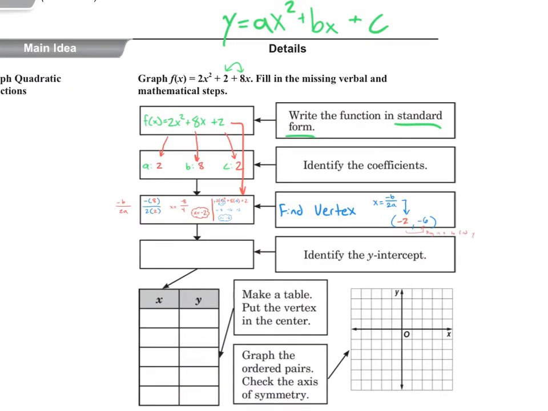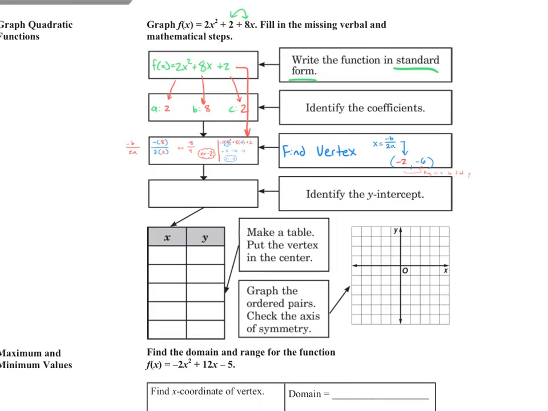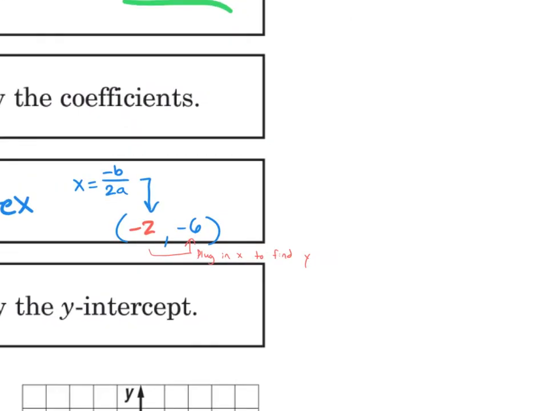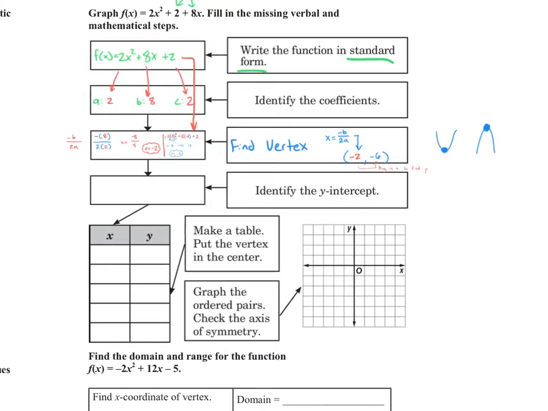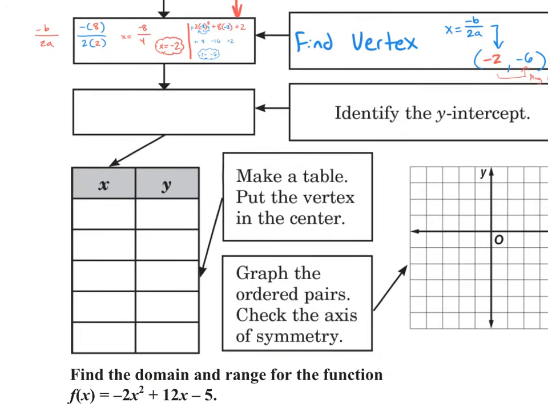Okay? So here's what that's going to allow us to do. Once we find the vertex, we now know we've either found a point that's going to look like this or a point that's going to look like this. Now, we haven't learned to decide whether quadratics open up or down yet. We'll continue to learn about that, but we've learned how to find either that minimum point or the maximum point. We're going to use that in the table.